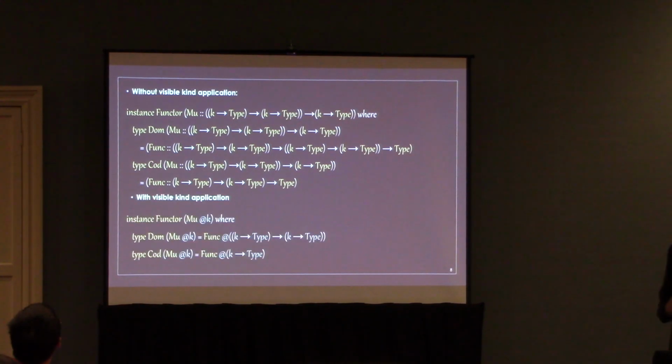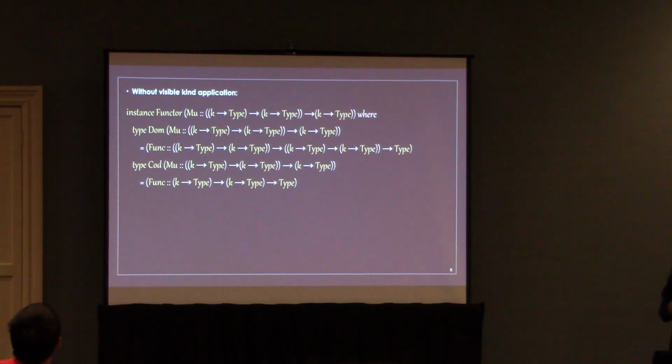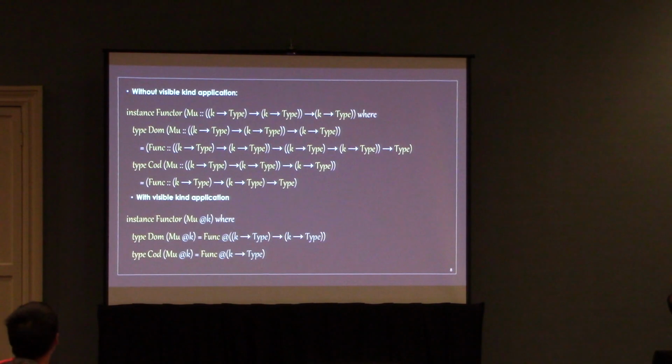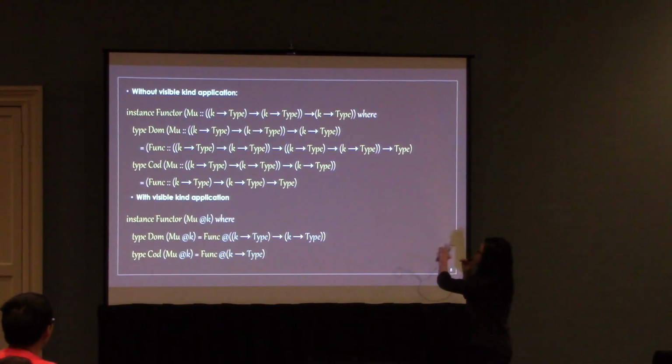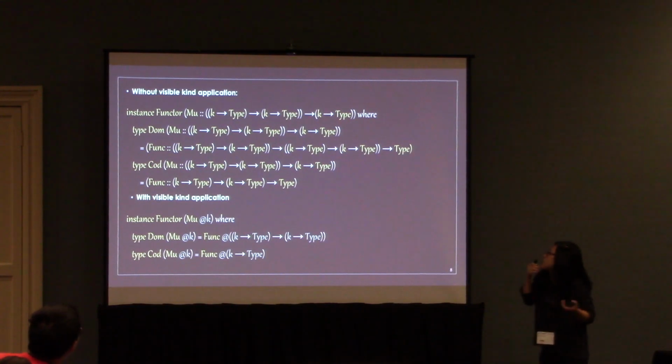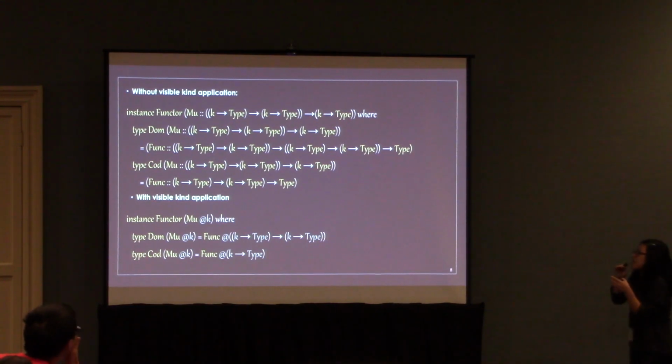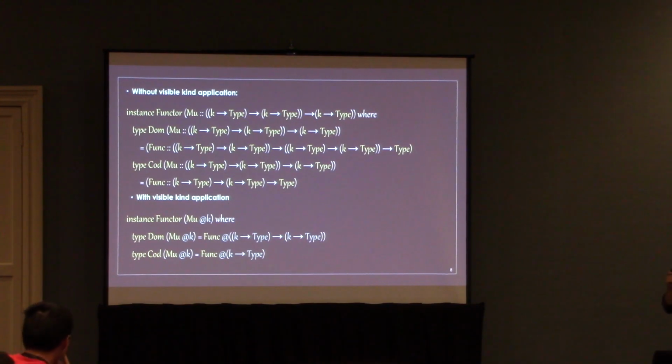So this is what it's like with visible kind application. You can basically just pass in the K in there and everything else figures itself out, because you only need the K, you don't need anything else. Why would you need that whole long thing with just a bunch of repeated things?